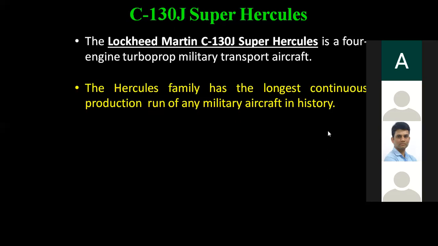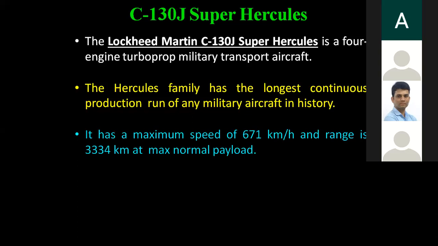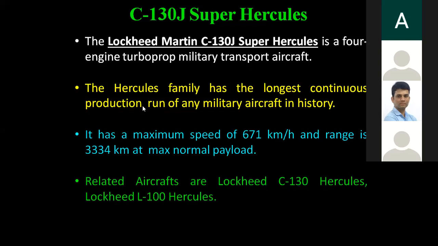The Hercules family has the longest continuous production of any military aircraft in history. As far as Hercules is concerned, it has a maximum speed of 671 kilometers per hour, and its range is 3334 kilometers, right? There are some other related aircraft, which are the C-130 Hercules and the Lockheed L-100 Hercules. Currently the Indian Air Force has a total of 11 C-130J in service. In fact, the Indian Air Force ordered 12 C-130J, right?